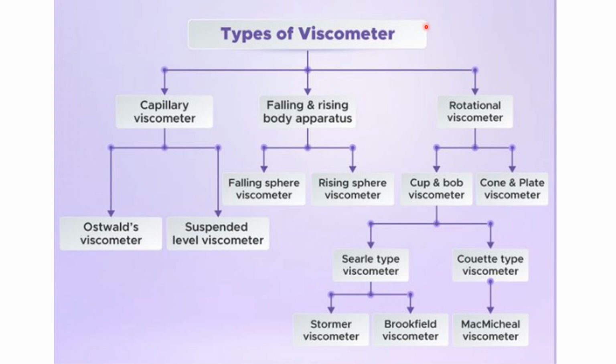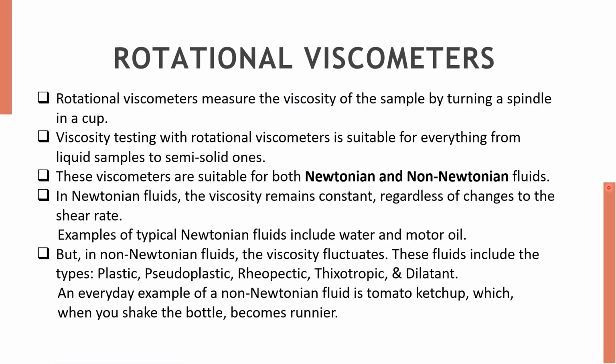So, in general, viscometers are broadly classified into three types: capillary viscometer, falling and rising body apparatus, and rotational viscometers. Each of these viscometers is subdivided into many types. In this video, we will see in general what rotational viscometers are, and their applications, advantages, limitations, and fundamental components also.